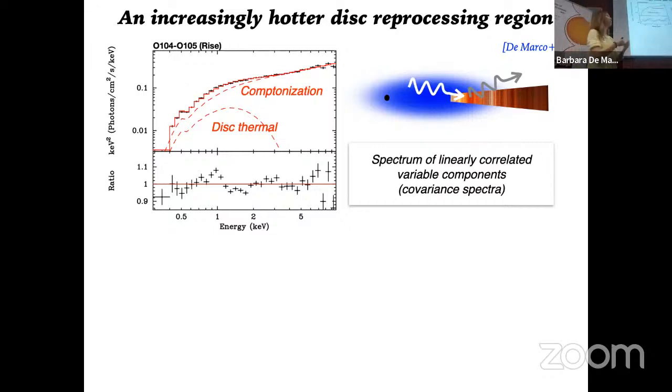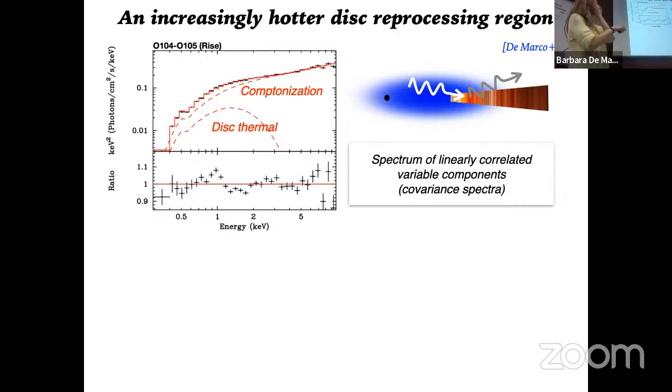These are covariant spectra. Basically, using these spectral-timing techniques, it is possible, as I told you, to extract spectral emission from only the components that are producing the reverberation lag. So basically, this spectrum tells us which are the components that produce the lags. So in all these spectra, we observe the comptonization component and a disk thermal component. This is telling us that basically the comptonization component is what triggers variability, and the disk thermal component is what responds to this variability, producing these lags.